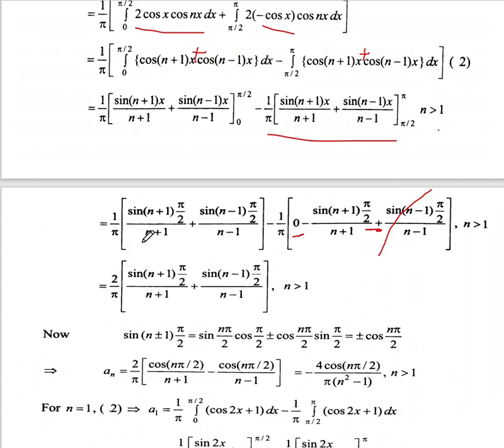So we can write two times the sum of this term and this term, and this term and this term: sin((n+1)π/2) divided by (n+1), plus sin((n−1)π/2) divided by (n−1). Okay, this term will not get cancelled. What is the next step?